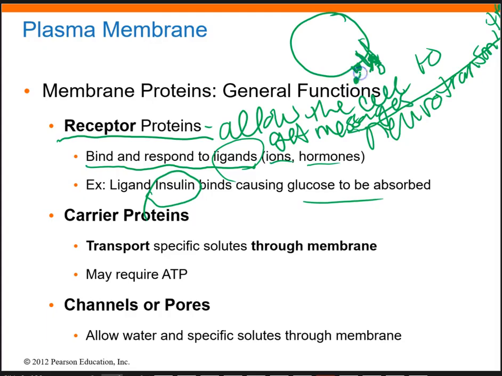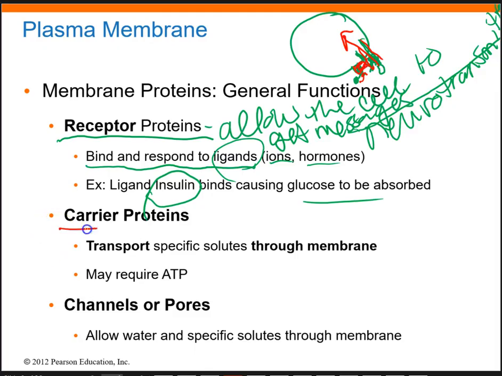So when insulin binds to this receptor right here, that opens up this channel, and then the glucose is allowed to enter. Okay, so the only reason the glucose was allowed to enter is because this insulin was able to bind to its receptor. So the binding of insulin to the receptor opened up this channel to allow glucose into the cell. Okay, so the cell was able to receive a message. It was able to receive that insulin message because of a receptor protein on the plasma membrane.